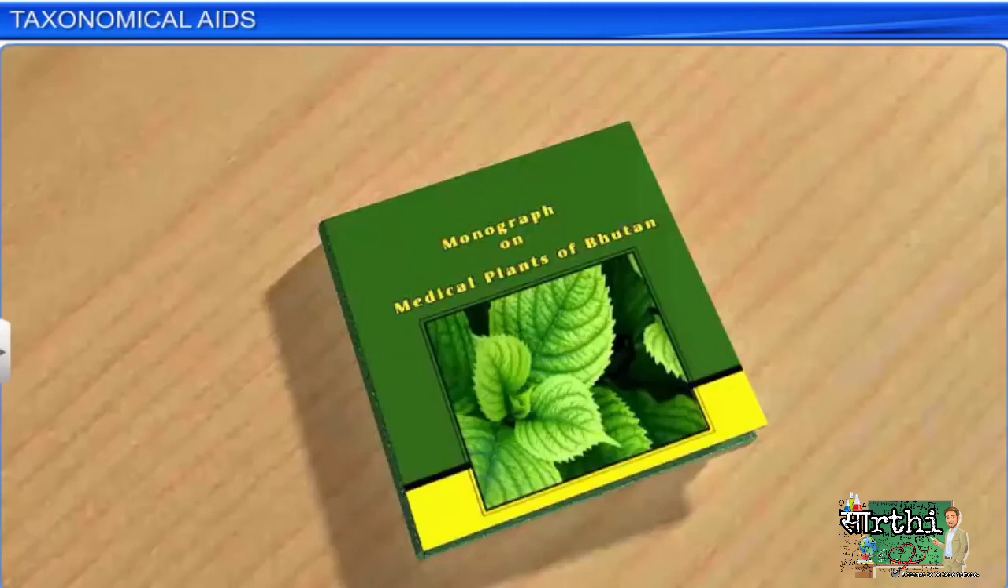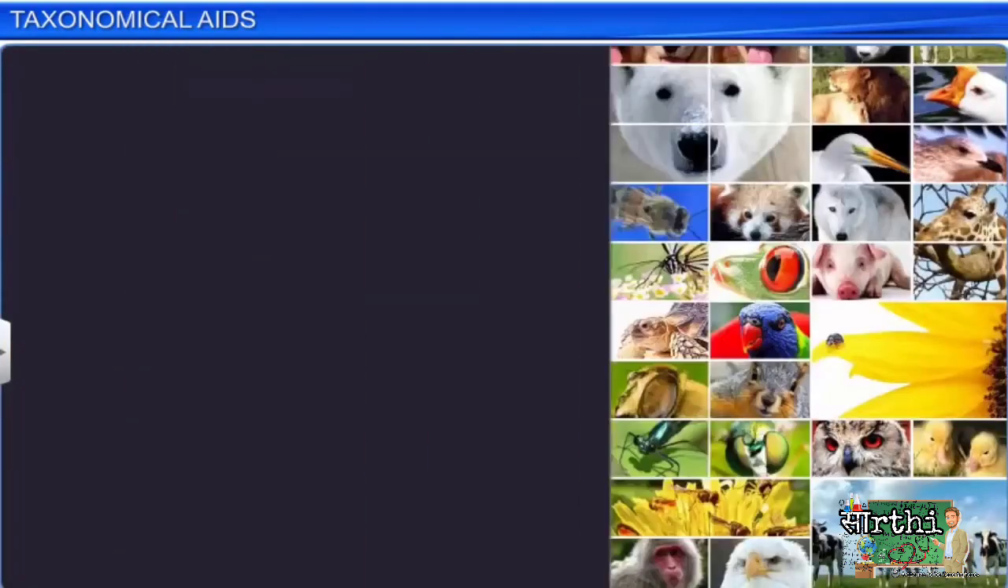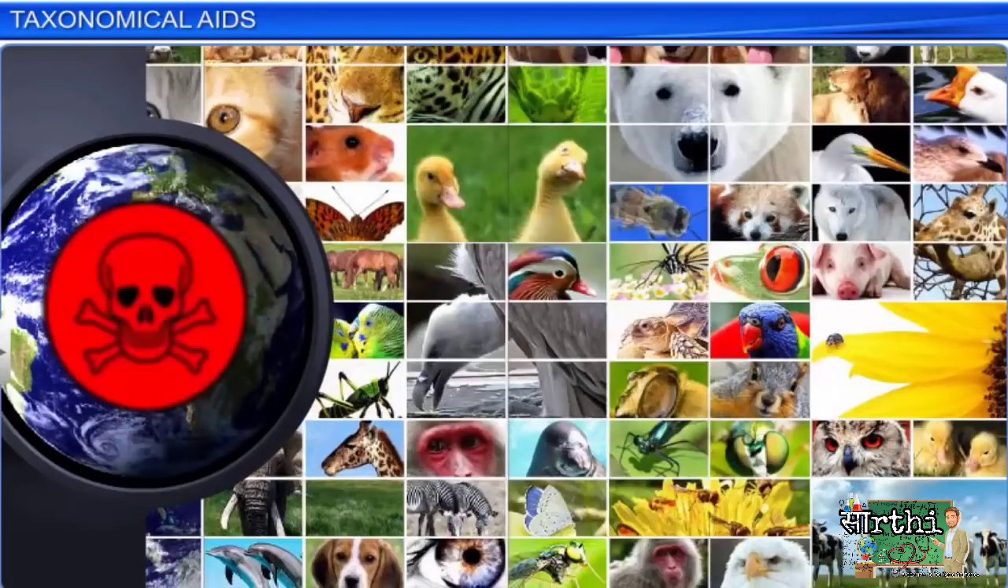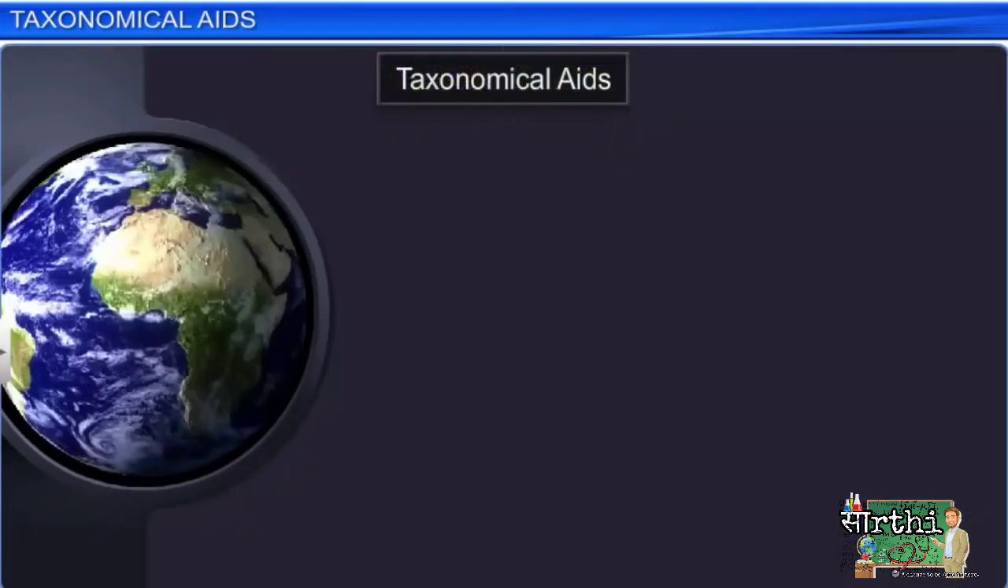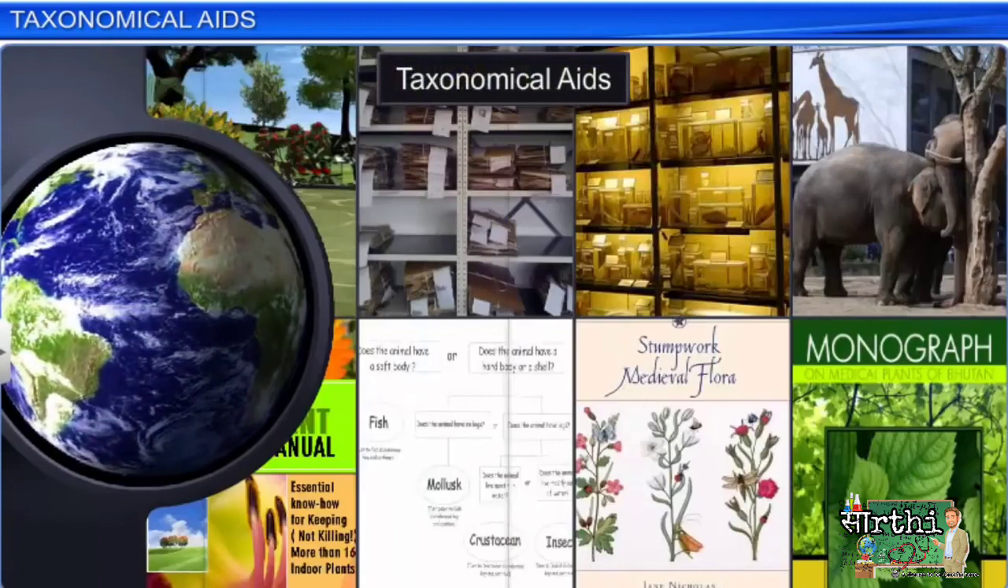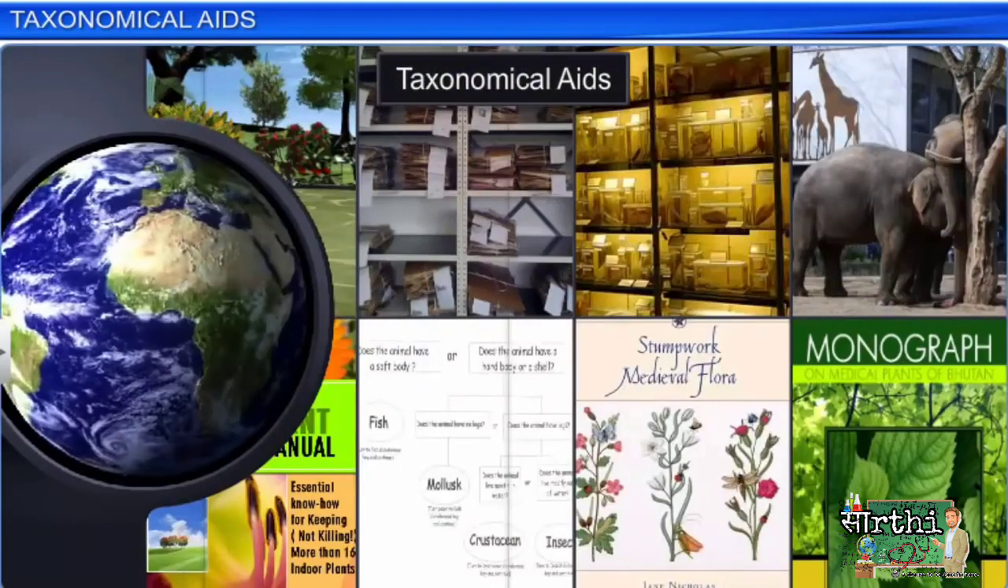In today's scenario, when many plant and animal species are endangered, taxonomical aids play a crucial role in studying the important facets of living organisms and saving important information about them for future reference.